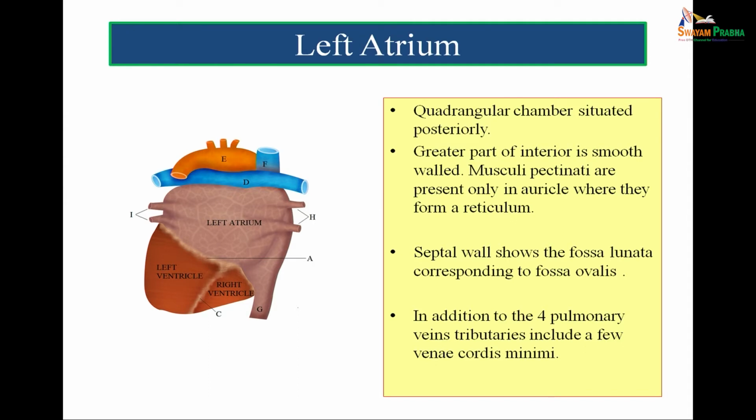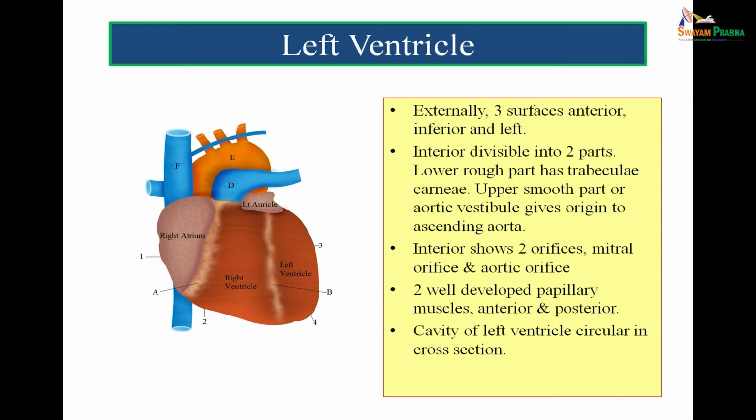Left atrium is a quadrangular chamber situated posteriorly. Greater part of the interior is smooth walled. Musculi pectinati are present only in the auricle, where they form a reticulum. The septal wall shows the fossa lunata corresponding to the fossa ovalis. In addition to the 4 pulmonary veins, tributaries include a few venae cordis minimi.